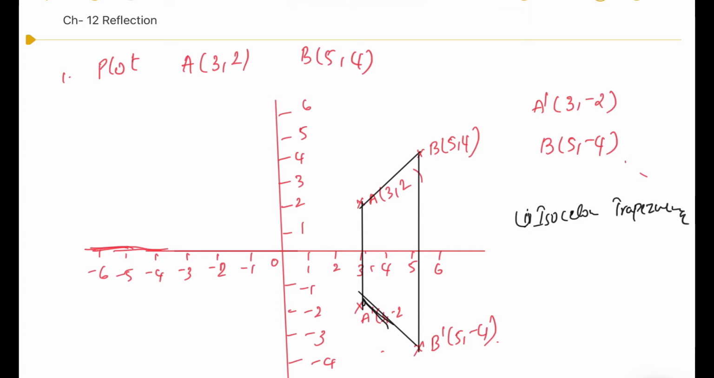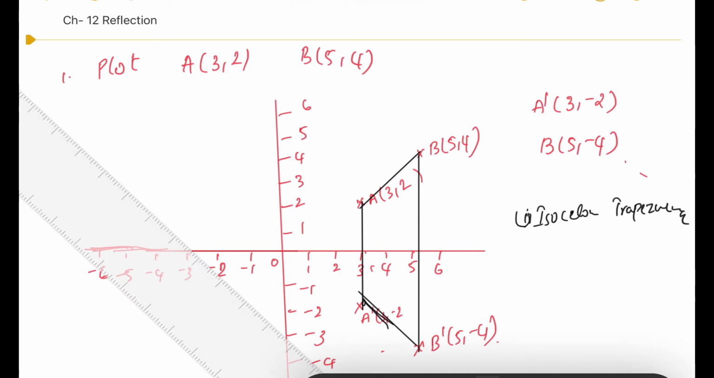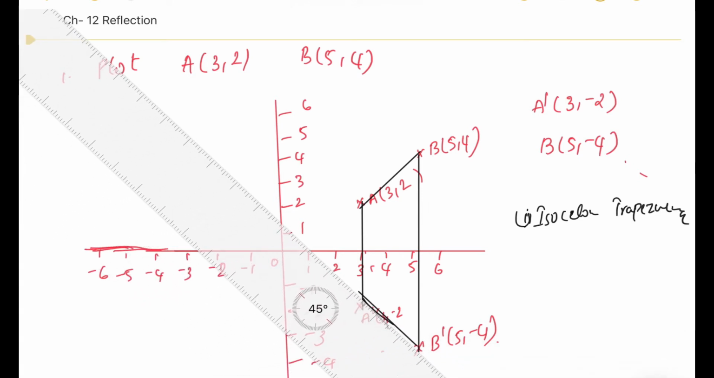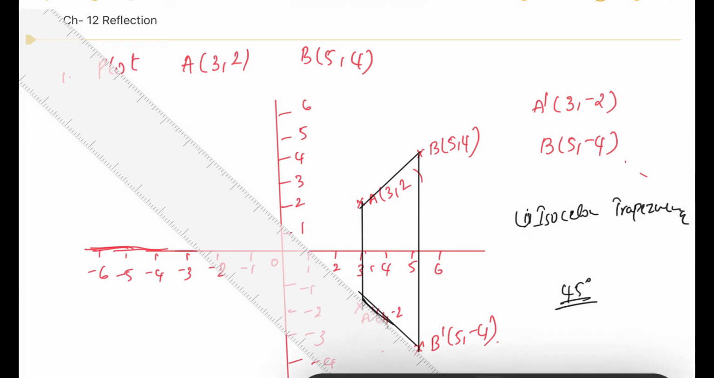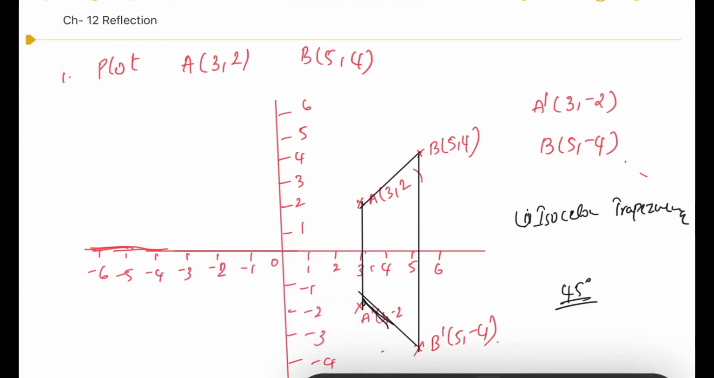Okay, then measure the angle ABB dash. So your work is ABB dash, you need to measure that angle. What angle do you get? You need to measure it, so you clearly get it as 45 degrees. You can use your protractor to do that, not the scale. Since the angle was shown on this, I have written that.